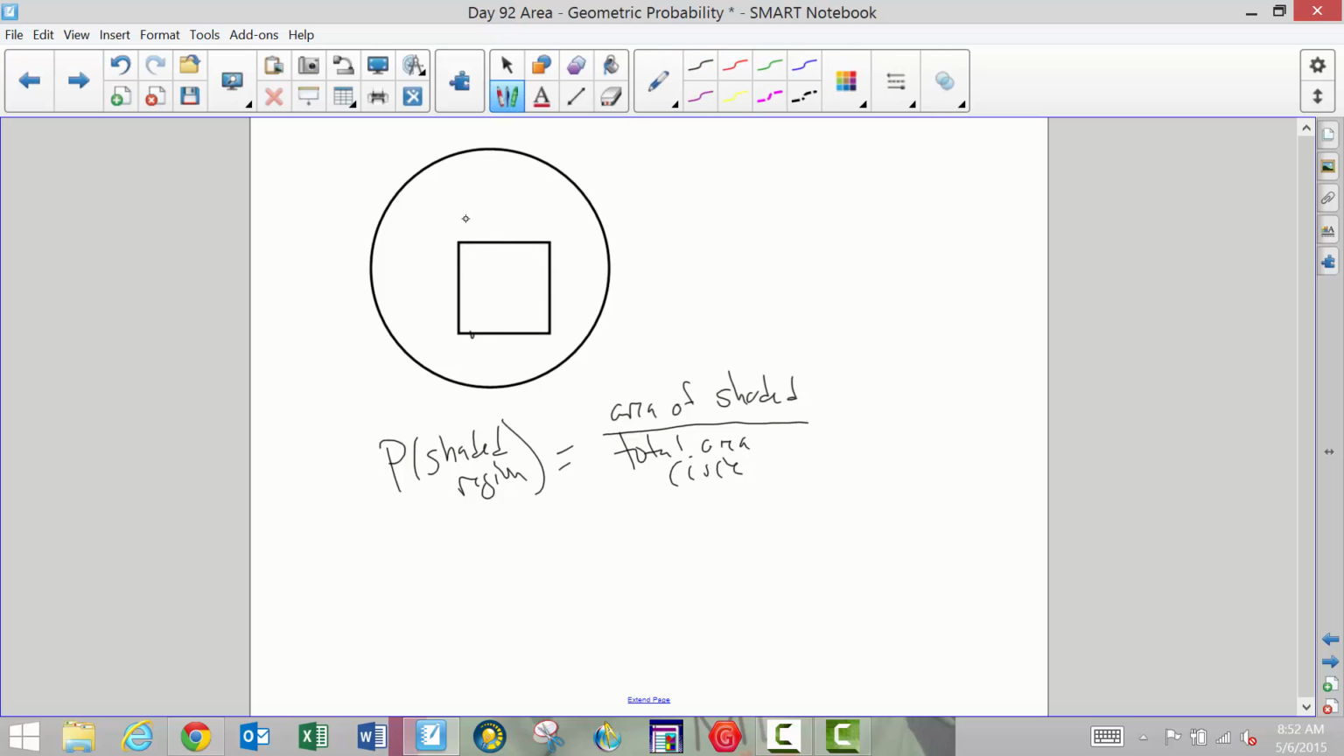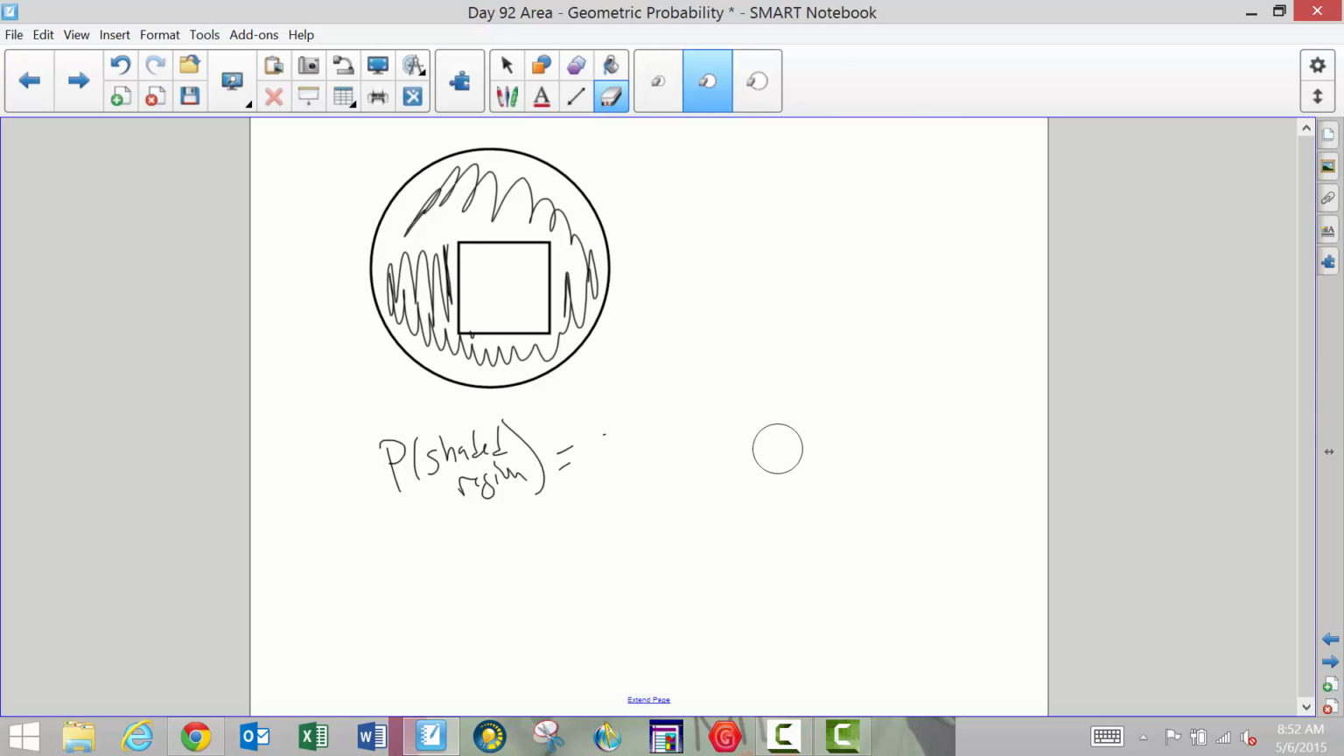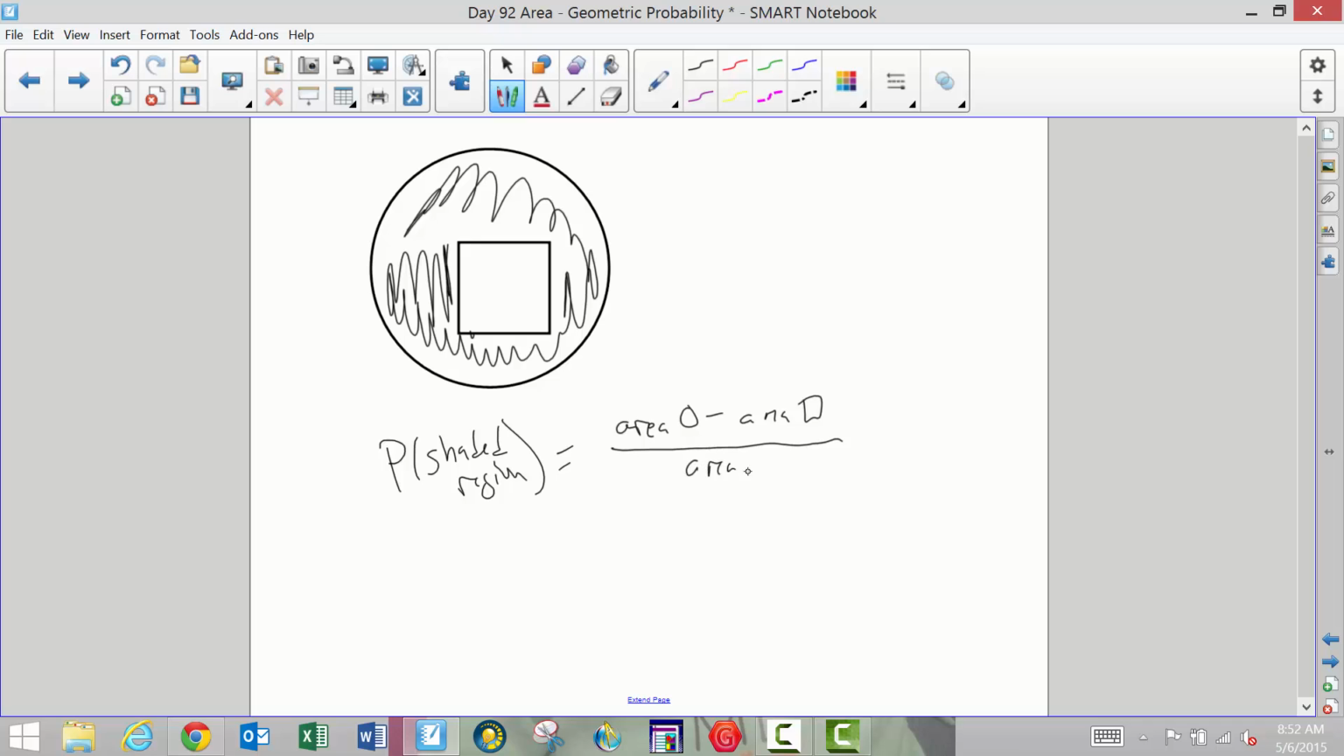I could rearrange it. So if I shade in just the circle, so if I want the probability of the shaded region in this case, this is going to be the area of the circle minus the area of the square over the area of the circle. Because when you take the area of the circle and subtract the square's area, you will get the area of the shaded region, and divide it by the total area. Well, the total area that we're dealing with here is the circle. So we're going to do some examples.